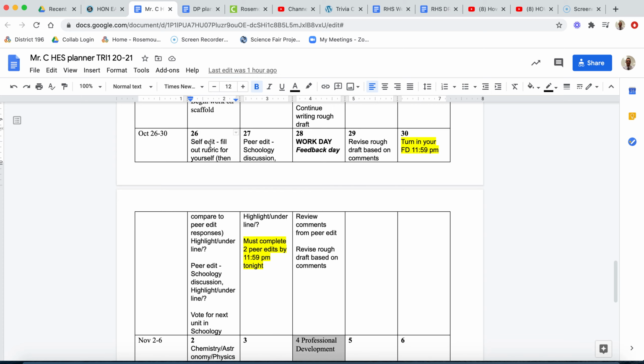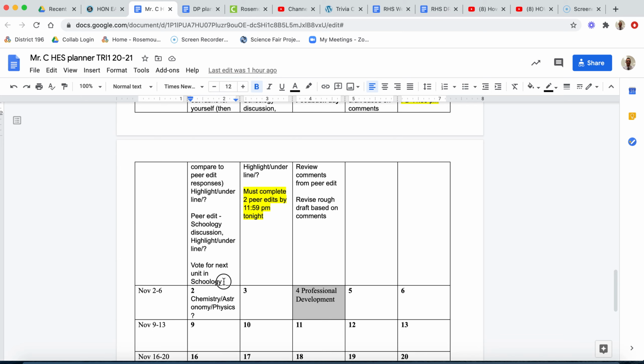Okay, from there, you're going to do a self edit. I'll walk you through what needs to get done there. And then the rest of Monday and Tuesday is working on your two peer edits. There are directions and everything. I'll show you where that is in just a second.